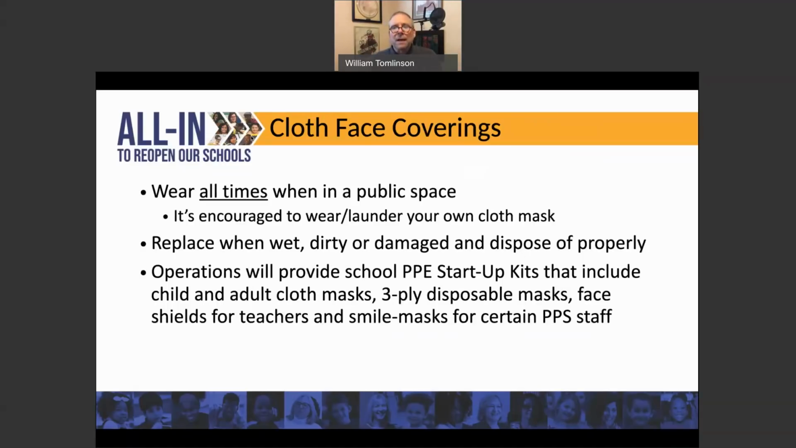Operations will provide 3-ply disposable masks, face shields for teachers, and those transparent smile masks for, for instance, speech therapists. So they'll be in the startup kits that operations provide.